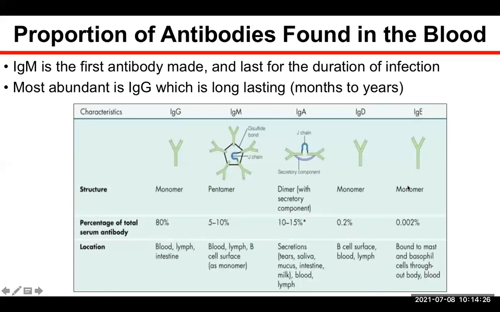IgE, I mentioned yesterday when we were talking about mast cells, and this is going to play a role in allergic reactions. There isn't too much known about IgD, so I'm not going to ask you anything on that. Just know that IgE is associated with mast cells. And IgA is specifically secreted mainly in the intestine or anywhere where there's mucus. And notice how this particular antibody forms a dimer, or 2 antibodies stuck together.